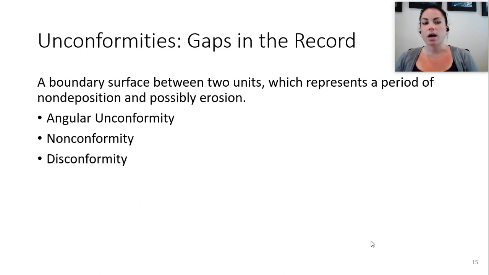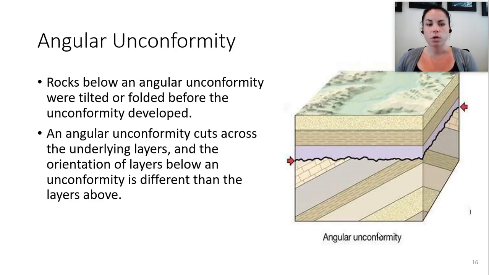So let's change gears and talk about unconformities. Unconformities are gaps in the geologic record. This is typically between two units and represents a period of non-deposition or erosion. And there are three different ways that we see unconformities. We have angular, nonconformity, and disconformity. So let's take a look at each example. First is an angular unconformity.